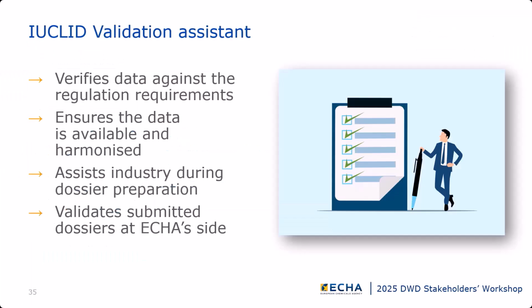The main purpose of Validation Assistant is to verify that the data in your submission dossier is complete against the regulation requirements. Validation Assistant, it will ensure that the data is available and harmonized. It will assist industry users during dossier preparation. And of course, it's going to validate submitted dossiers at ECHA's site. Note that we will be running the same checks as submissions, so please use Validation Assistant to see potential issues before you submit your dossiers to ECHA.